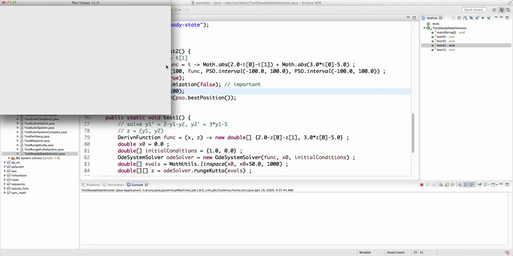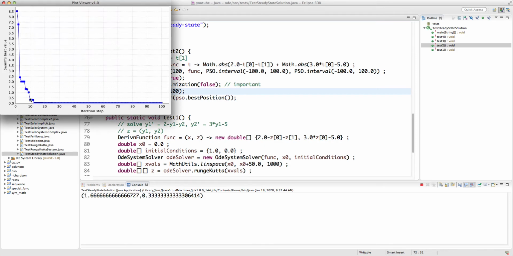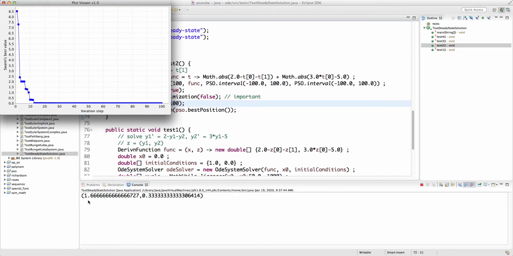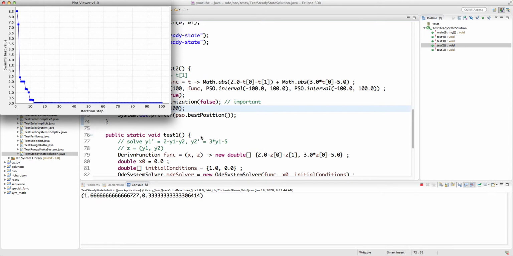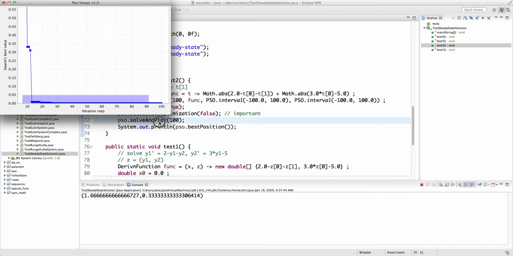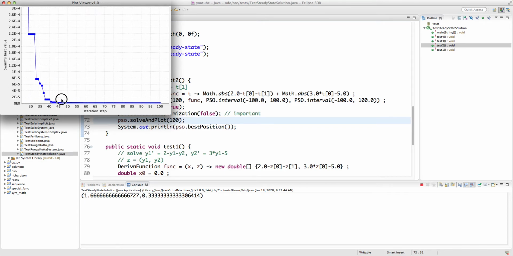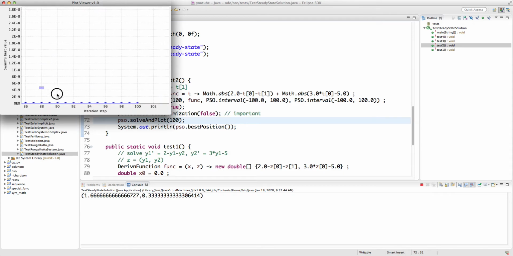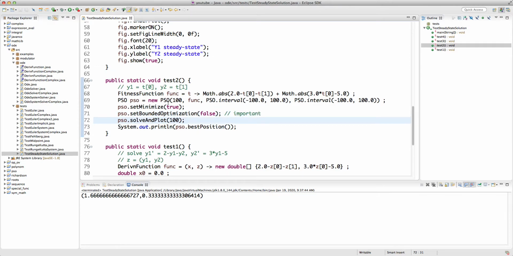As you can see, for T0 or Y1, we end up with 1.666, 5/3 as expected, and for Y2, which is T1, we end up with 0.333, which is 1/3 as expected. And as you can see, we get a great convergence, right? And it doesn't really take that much time, so it's pretty fast. PSO for finding roots is pretty fast. In general, PSO for minimization is pretty fast, so that's a good thing.